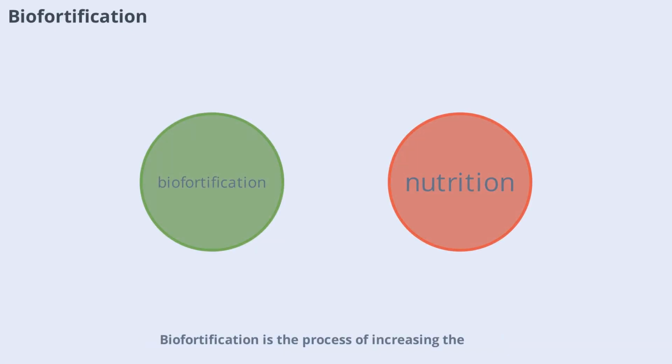Biofortification is the process of increasing the nutritional value of crops through genetic engineering. This can involve adding vitamins, minerals, or other beneficial compounds to staple foods. Biofortified crops like iron-rich beans or zinc-enhanced wheat can help address malnutrition and improve public health, especially in developing countries.